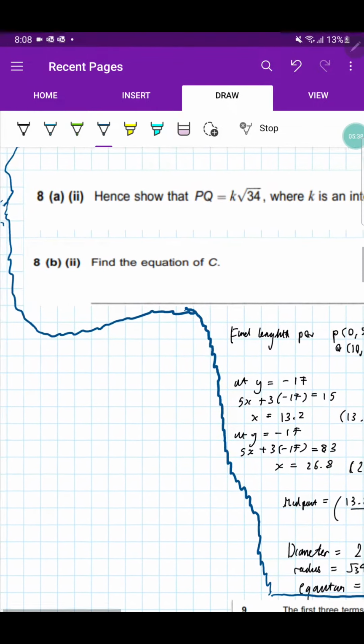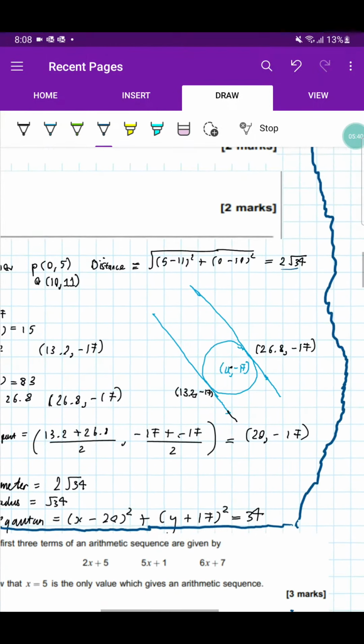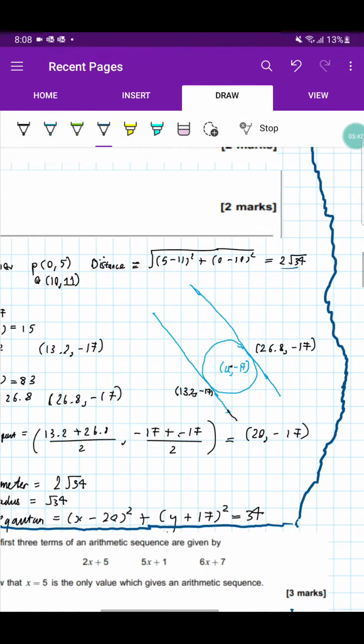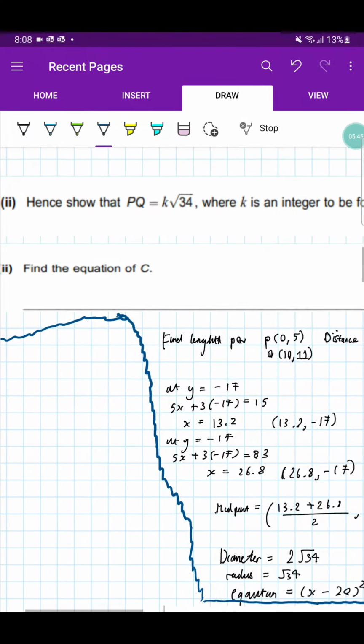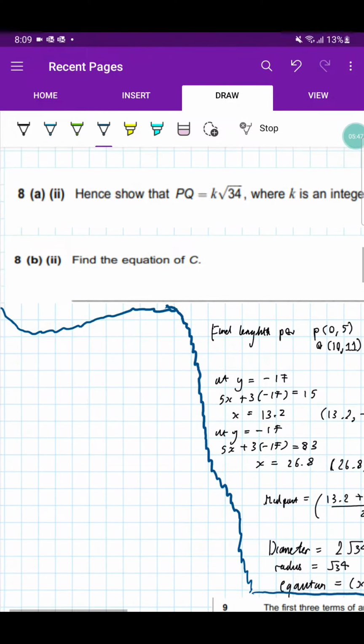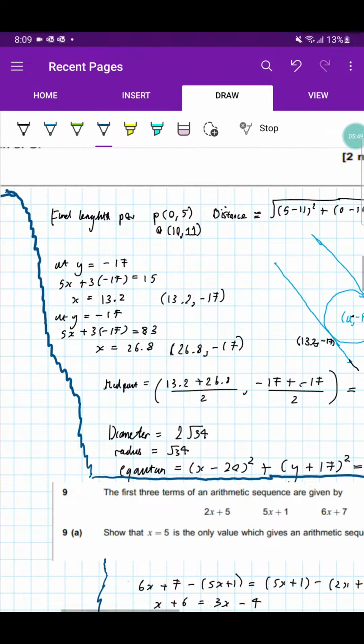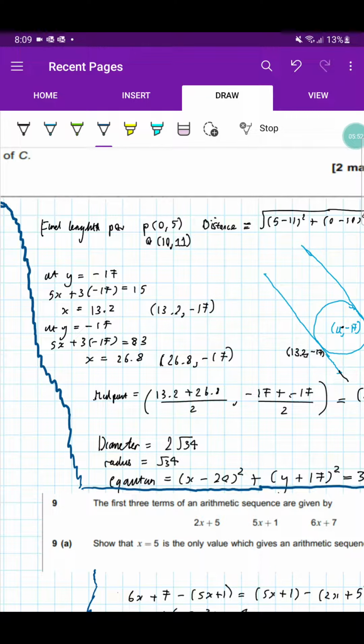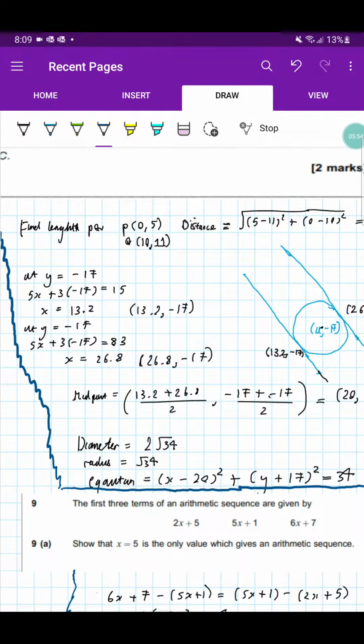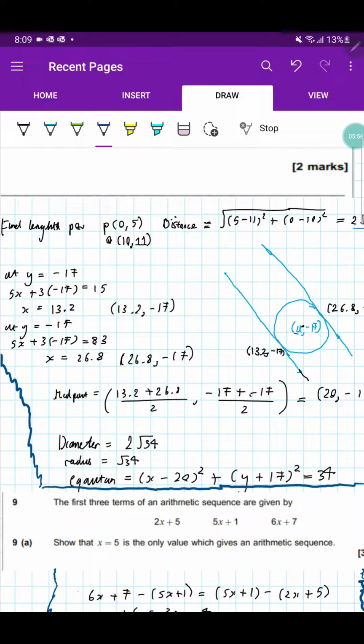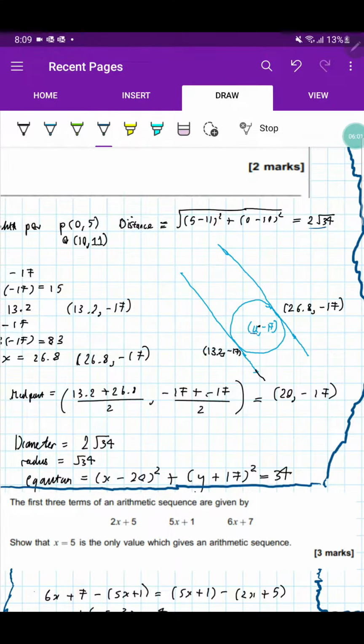Now with part B, we know the diameter is 2 root 34. So actually, there was another question before that. The question before that was to show that it was in the form a and minus 17, and we need to find the value of a. So to find the value of a, what we can do is substitute y equals minus 17, because we were given that the point was a, minus 17, and two tangents were drawn at that point.